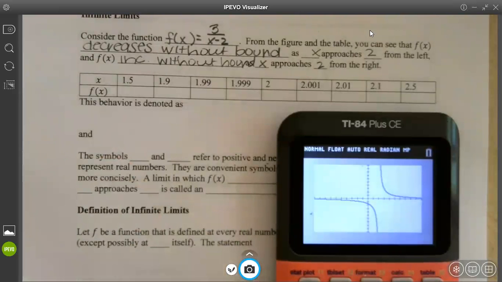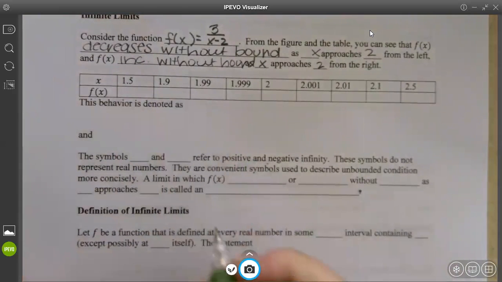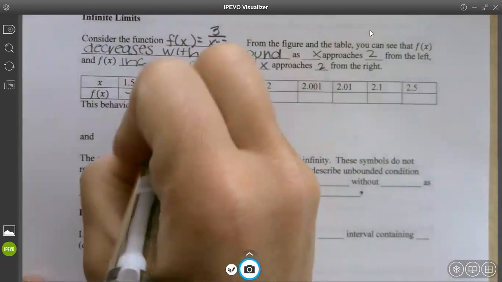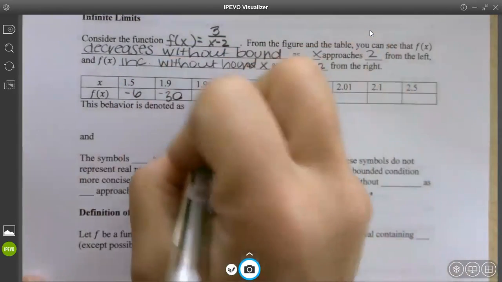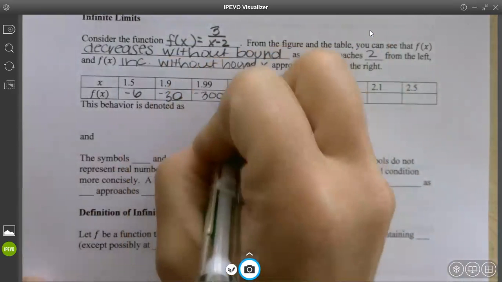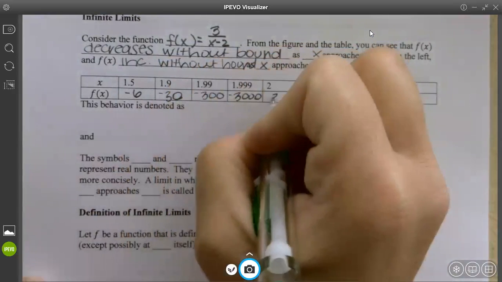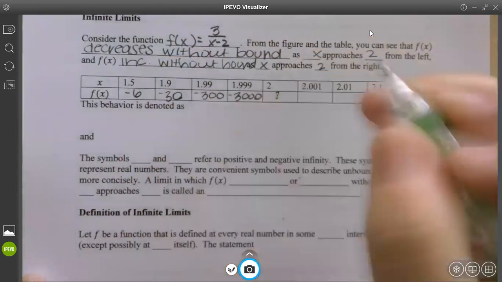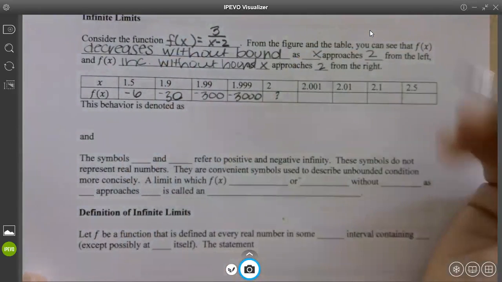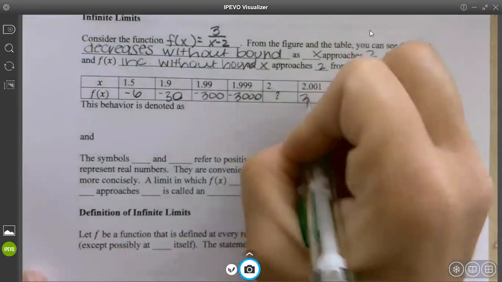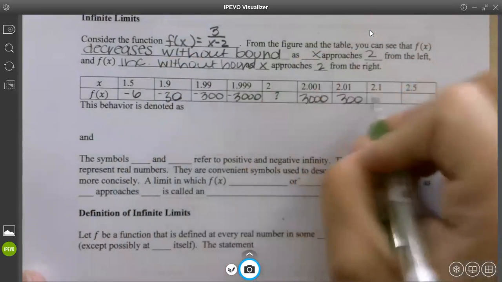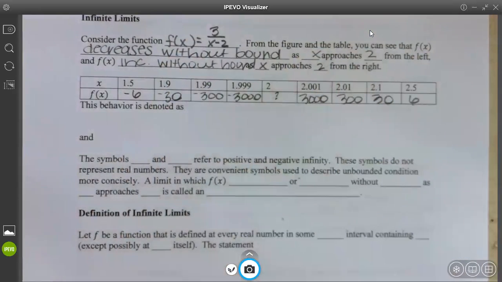That's literally it, okay? So when you fill in your chart and we look at our table, we'll have 1.5 gives us a value of negative 6. Then it's negative 30, negative 300, negative 3,000. We're looking for what happens at 2. And then on the other side, it just does the positive in the opposite direction. 3,000, 300, 30, and 6.